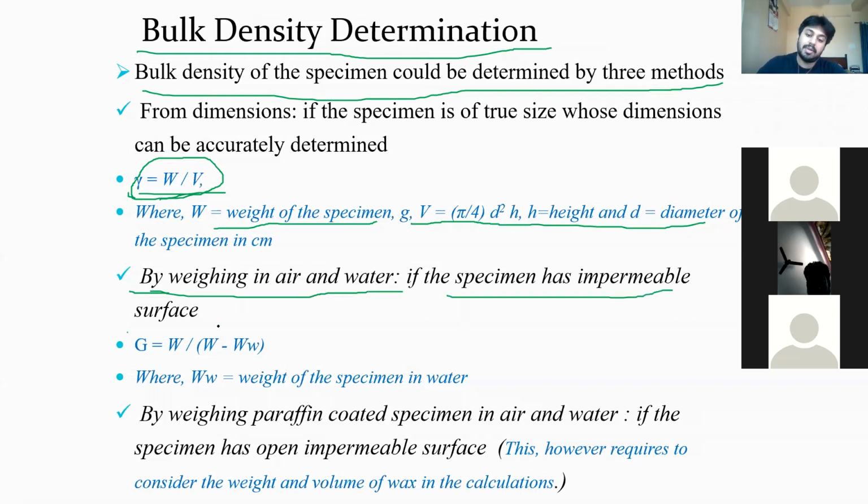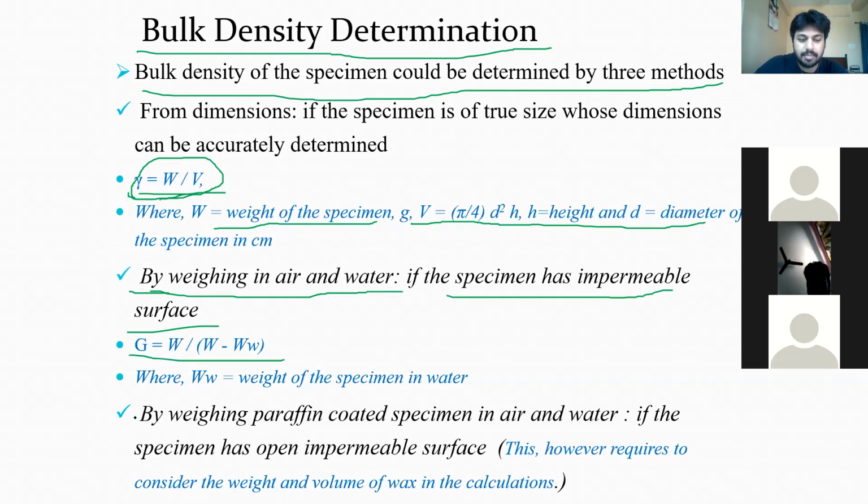Okay, impermeable surface means, if there are no pores, then when you immerse it in water, water will not enter inside. Otherwise water will enter inside and your weight will increase, right? So if it doesn't have an impermeable surface, then you cannot use this method.